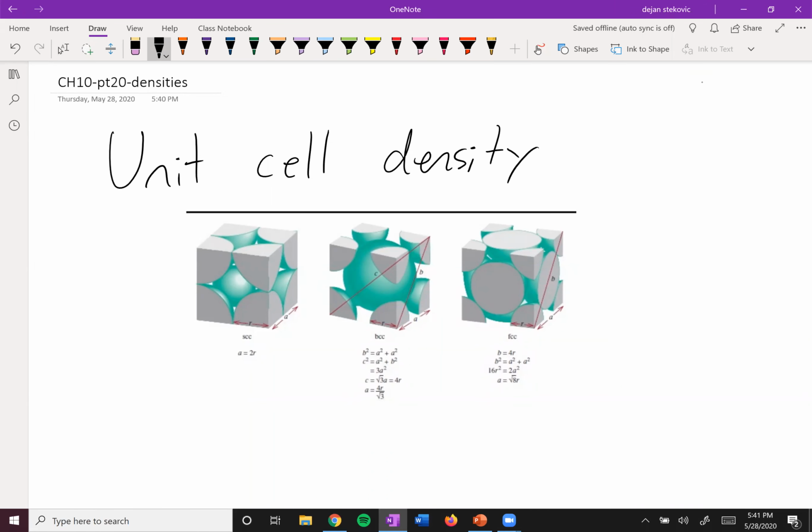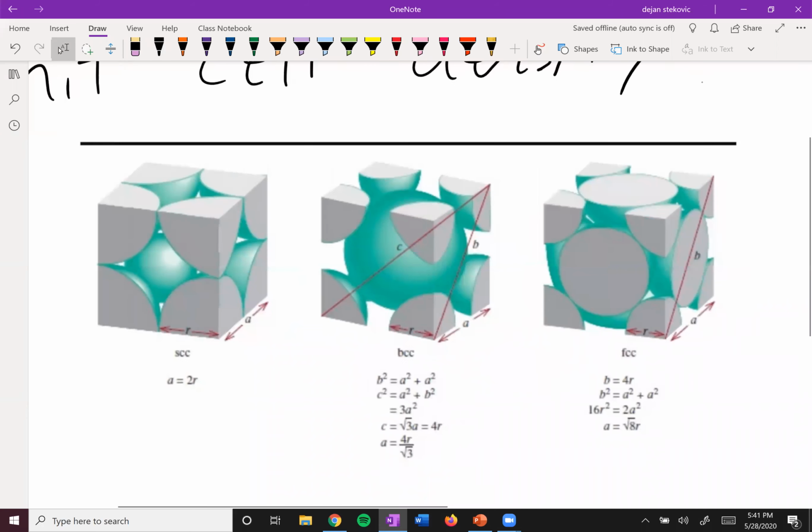All right, so one common question asked in Gen Chem 102 is calculating unit cell densities or edge length or radius. I don't really like this section, but it's in the course, so I'll teach it. We have the three types of packing, right? Simple cubic, body-centered, and then face-centered.